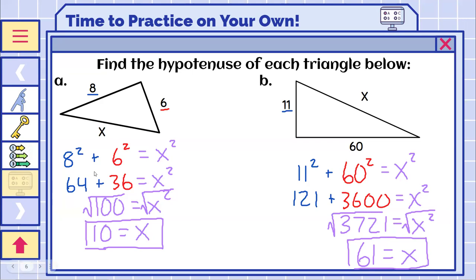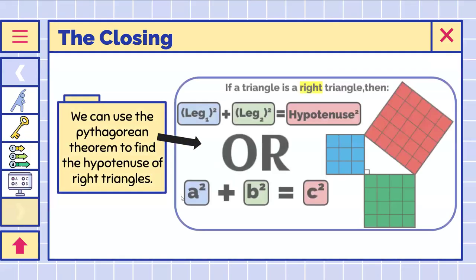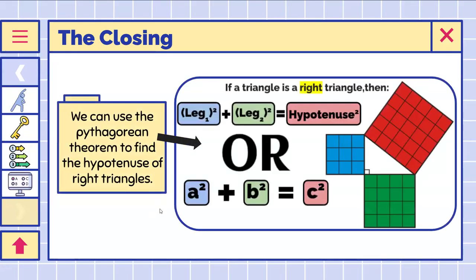But I'm going to clear up and go to our closing, which is that we can use the Pythagorean theorem to find the hypotenuse of right triangles. It seems very fancy, but in the end, you're just taking the two numbers you're given, squaring them, adding them together, and then finding out what is the root of that problem. That'll give you the hypotenuse.